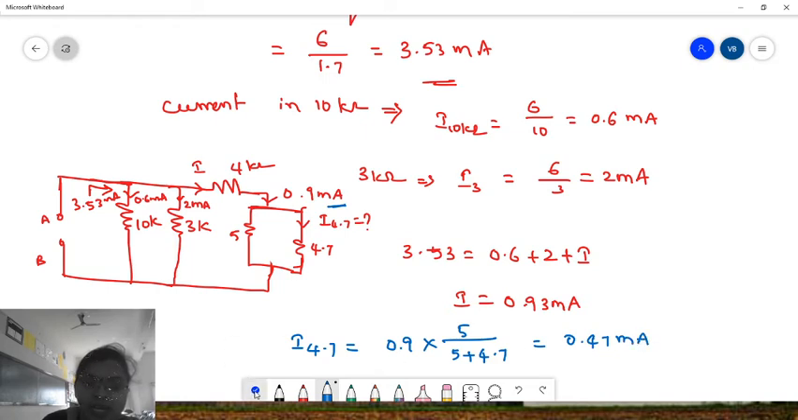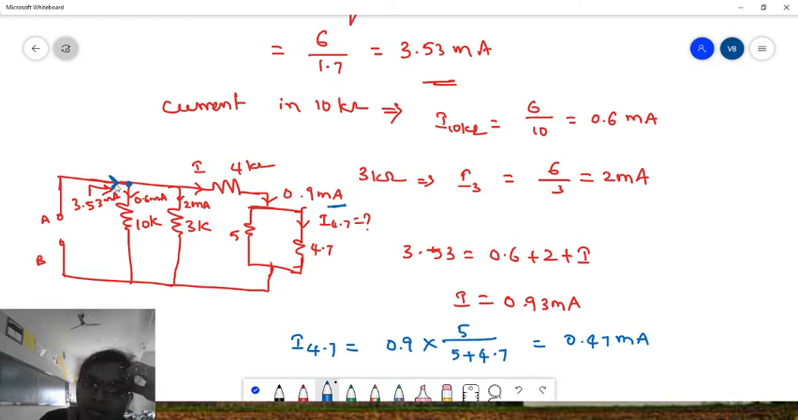So like this you need to calculate. Once again here we need to calculate the current across the 4.7, but we don't know the total current now. So first you calculate the total current. How to get the total current? That is by Ohm's law, voltage by resistance. You already know the equivalent resistance. Total voltage also you already know, that is the supply voltage 6 volts. So 6 by R equivalent, then you will get 3.53, the total current in that network.